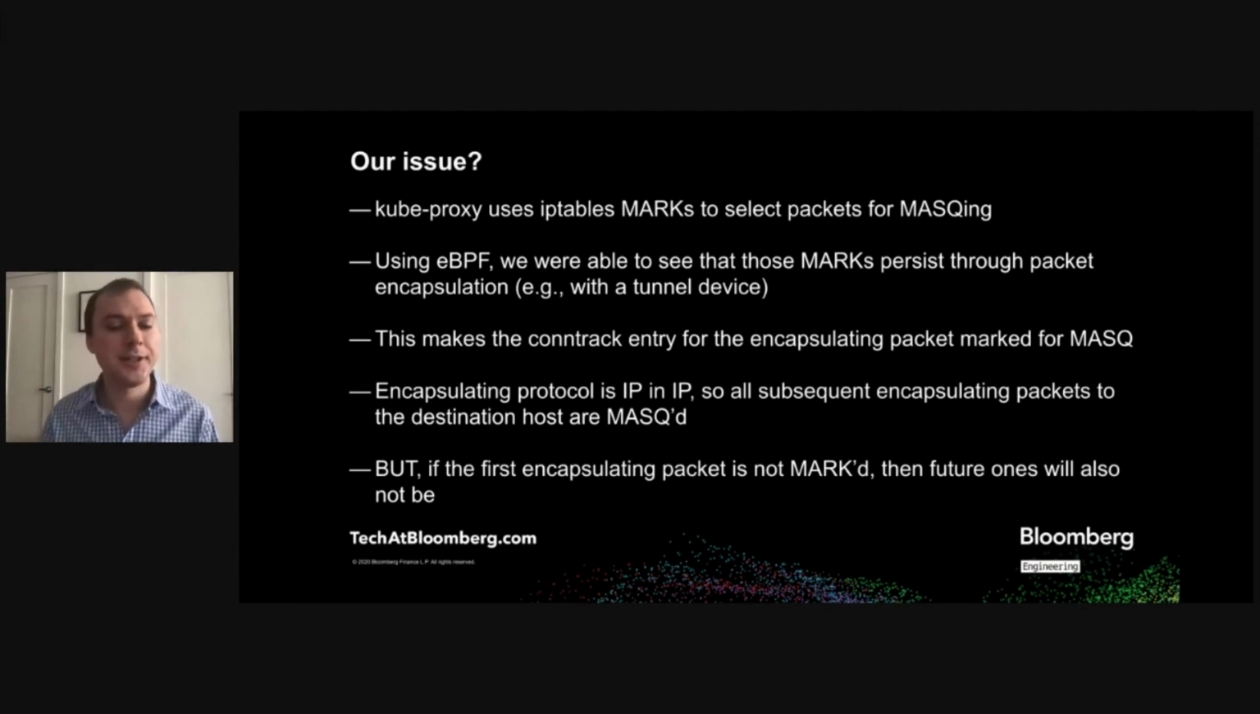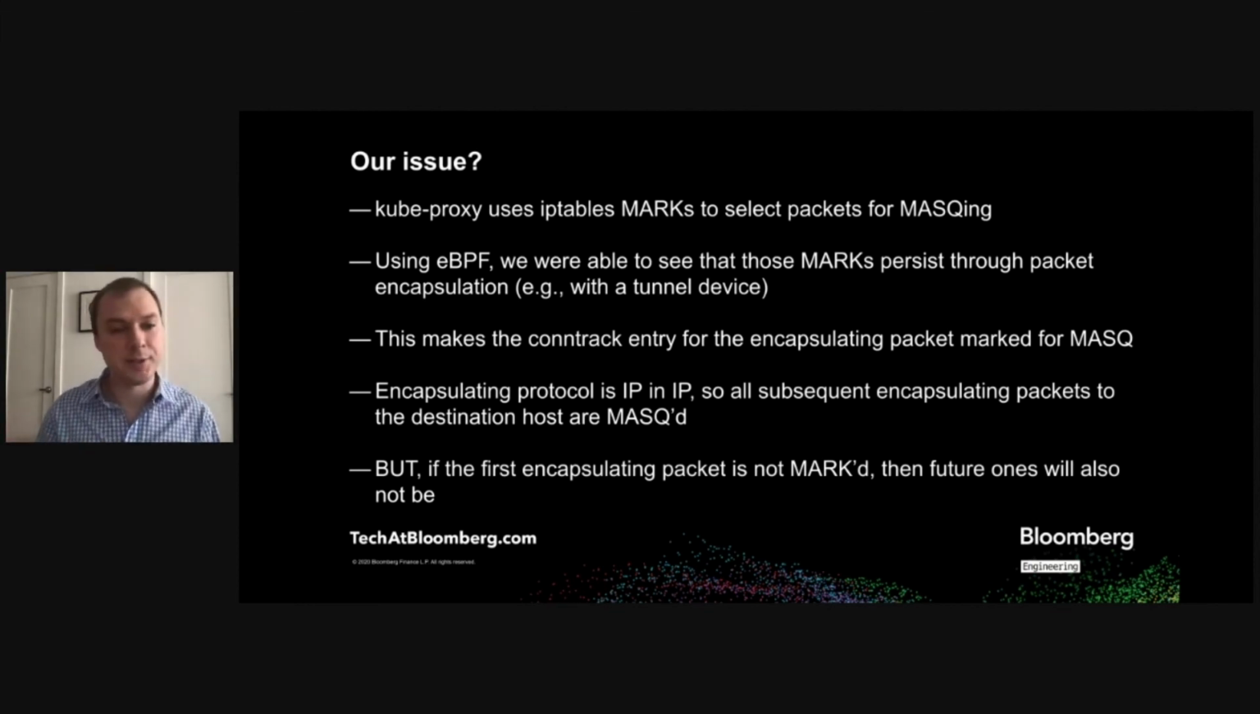So kube-proxy is using iptables mark to select packets for masquerading. When it does destination NAT, if that packet is going to need a source NAT as well, it'll mark that packet. And using ebpf, we were able to see that this mark persists through encapsulation. So if we had an encapsulated connection that is marked for Masquerade, then the encapsulating connection is also going to be marked for Masquerade. This explains why on the encapsulating packet, we were seeing the Masquerade as well.